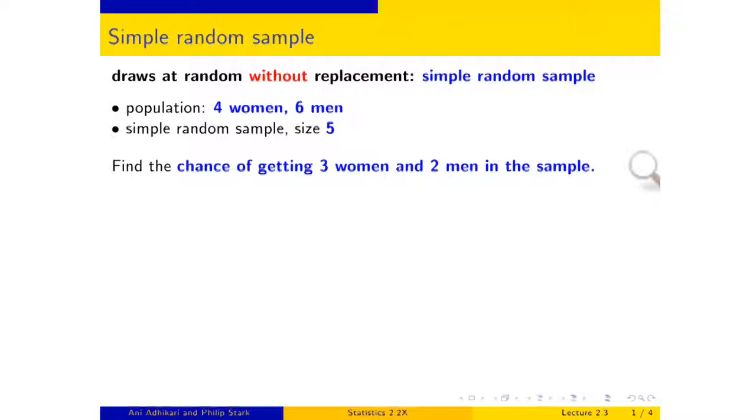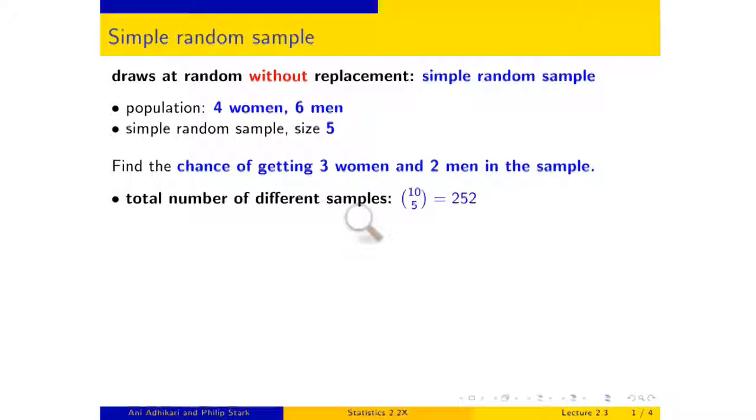So let's see what the chances are. The way we're going to do this is just by counting. Let's forget the detail here of how many women and how many men we want. Let's just see how many samples we can get. We have 10 people and we're choosing 5. How many different ways are there to choose 5 people out of 10? Well, that's exactly what 10 choose 5 does. The total number of different samples that you can get is 10 choose 5.